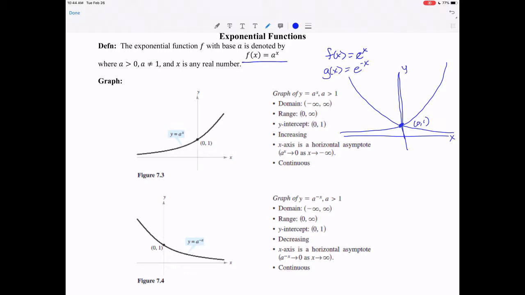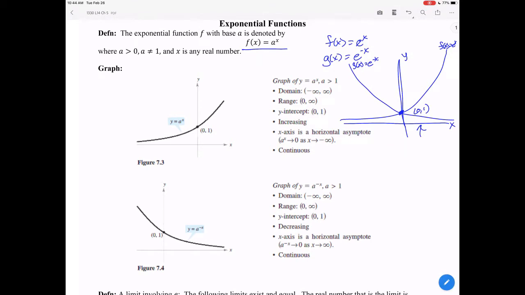So this is the graph of f of x equals e to the x, and this is the graph of g of x equals e to the negative x. Those are the graphs that I expect you to know. You can move them up, you can move them down, whatever. The x-axis right here is an asymptote. Those are the graphs I expect you to know.